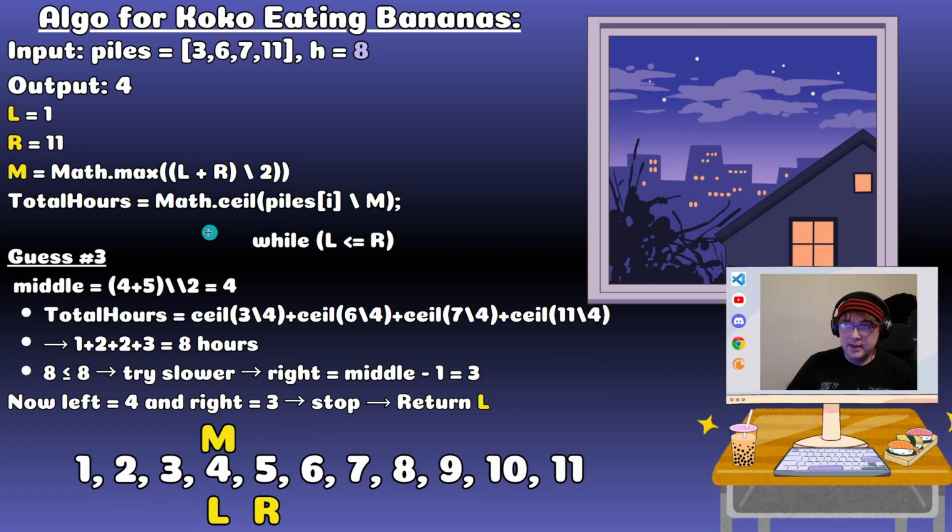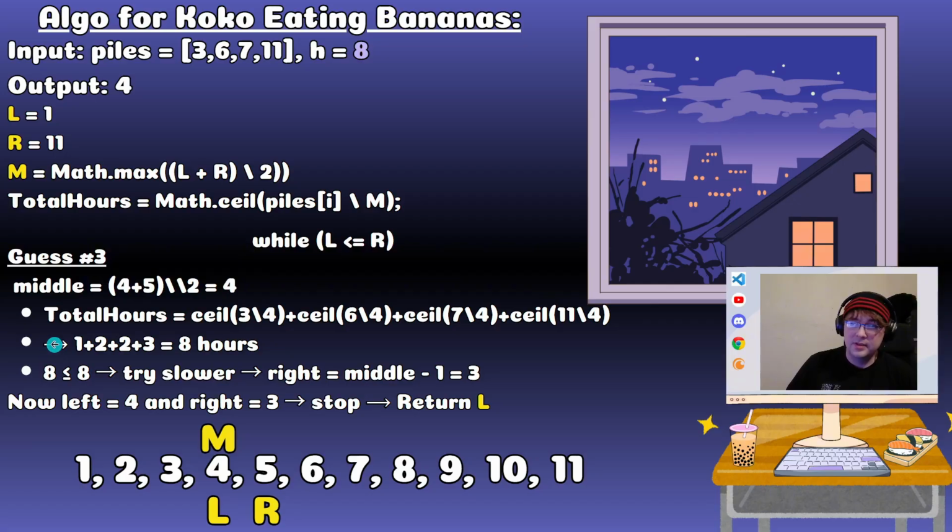So now that we've done that, we have left plus right. So 4 plus 5 divided by 2, and that gives us 4. So I'm allowed to eat 4 bananas an hour. So 4 bananas an hour, if there's 3, that takes 1 hour. 4 bananas an hour and there's 6, that gives 2. 4 bananas an hour and there's 7 bananas, that's 2 hours again. And then 4 bananas an hour and there's 11 bananas, that takes me 3 hours. So in total, that sets me to 8 hours.